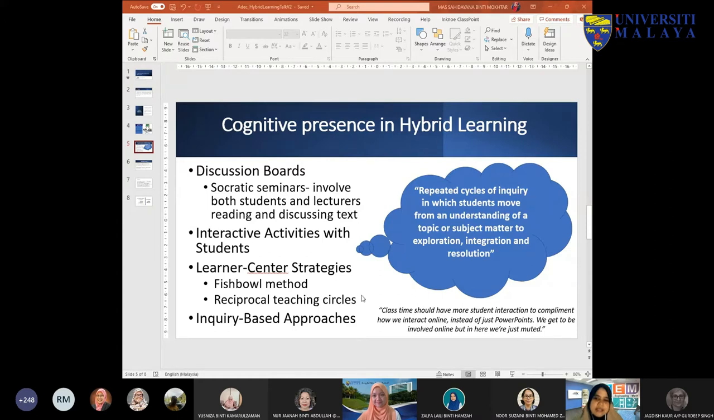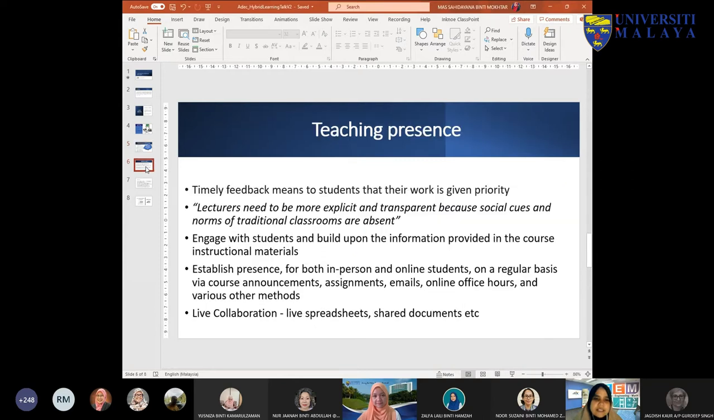There are some suggestions and tips from the surveys and research: we have to include more discussion boards, more interactive activities with the students, and learner-centered strategies. I think they have the fishbowl method, reciprocal teaching approach, inquiry-based learning, and so on. All these are ways we can engage more with our students, online and physical. Okay, I'll go to the third slide, on teaching presence.